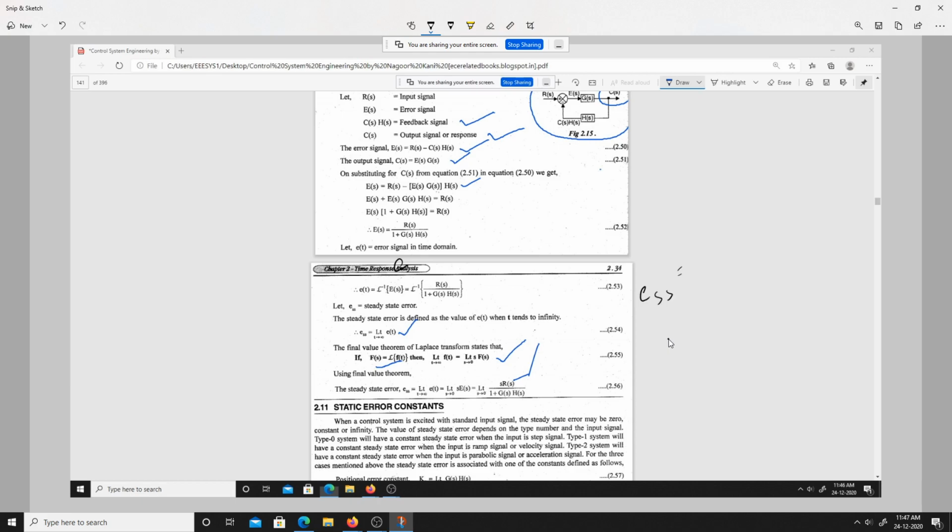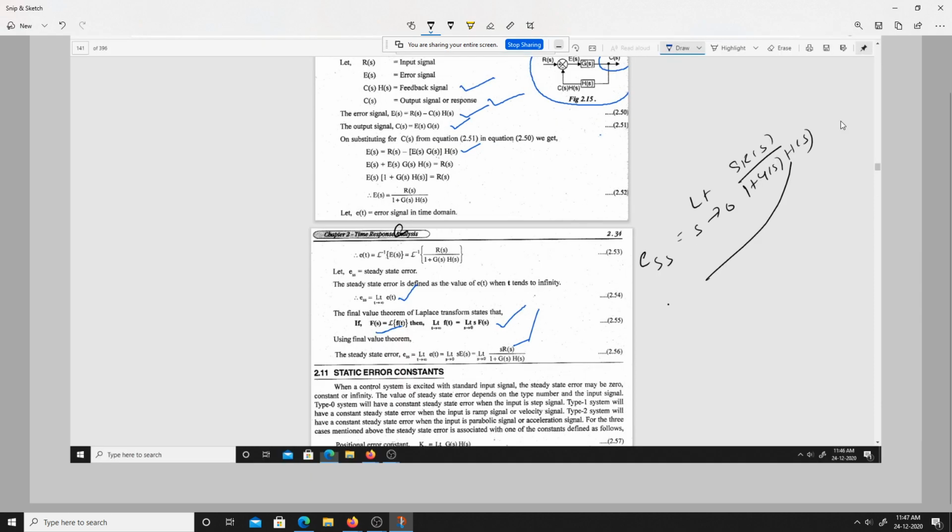ESS will be limit s tends to 0 s into R of s by 1 plus G of s into H of s. Everyone is supposed to remember this formula. I hope it is clear for everyone. This is the steady state error, and it is very important. Now we'll look at some problems on the steady state error.